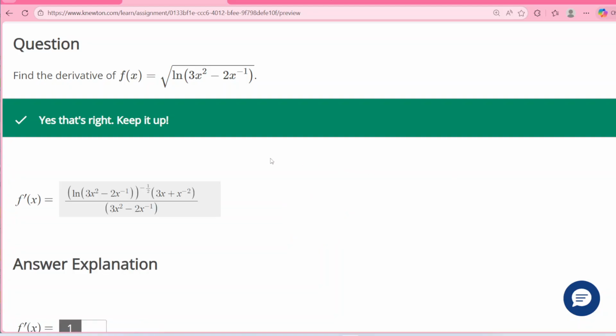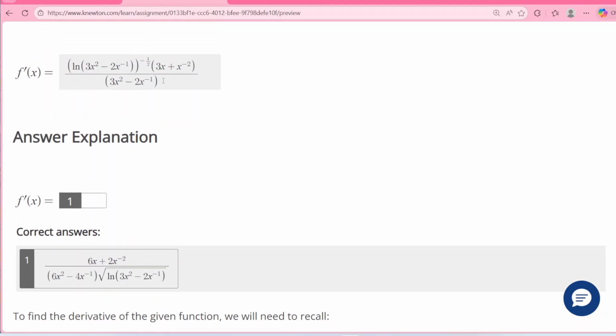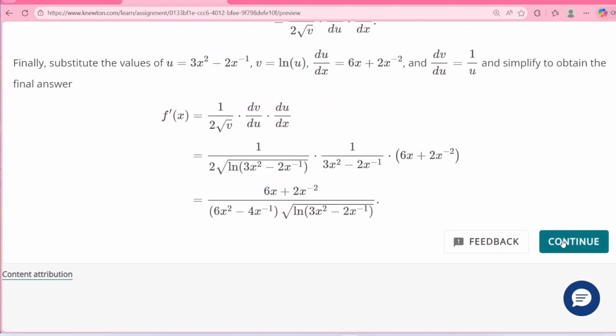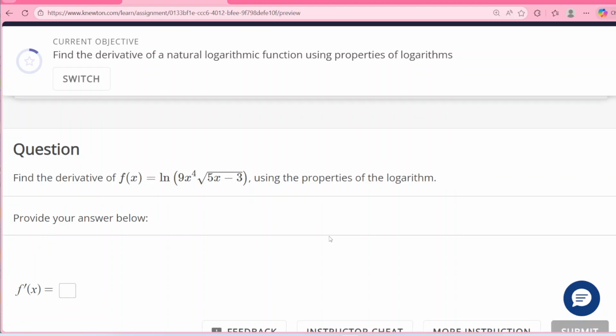Great. So let's see how they wrote it. Yeah, so they wrote it in another way, but again, as long as what I have is equivalent to what they have, it should be taking it. And if it doesn't, send them some feedback. All right. So back to this one with the properties of logarithms.